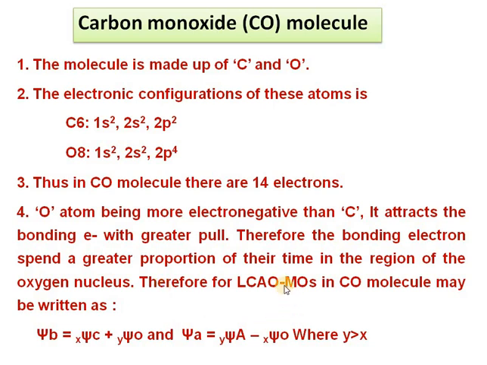But for the linear combination of atomic orbitals in molecular orbital theory, the carbon monoxide molecule can be written as follows. The bonding molecular orbital is psi b equal to x of psi c plus y of psi o, and the antibonding molecular orbital can be written as psi a equal to y of psi c minus x of psi o, where y is greater than x.